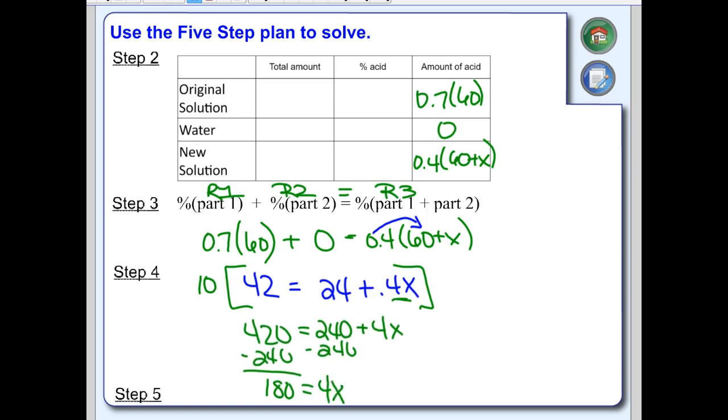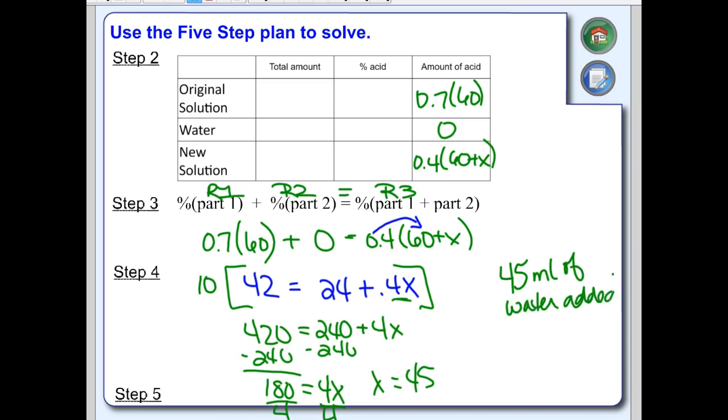If we divide 180 by 4 on both sides, what are we going to get? X equals, good job, 45. So my answer is 45 milliliters of water added.